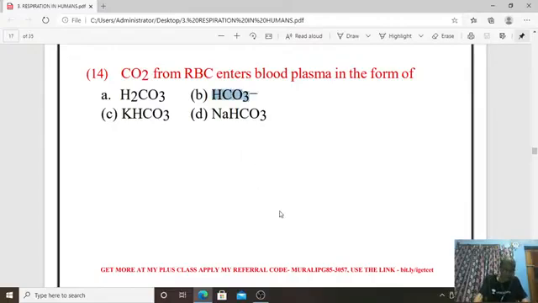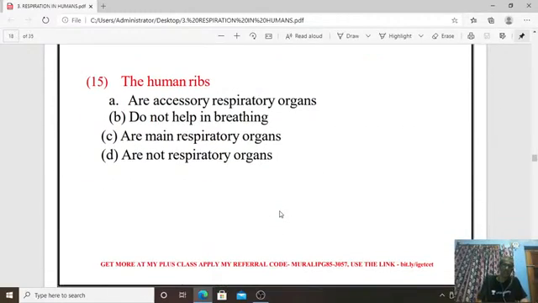That was the 14th one. And next, the 15th question. The human ribs, here referring to the rib cage with the costal bones, are accessory respiratory organs, do not help in breathing, or are the main respiratory organs? They are not the respiratory organ.